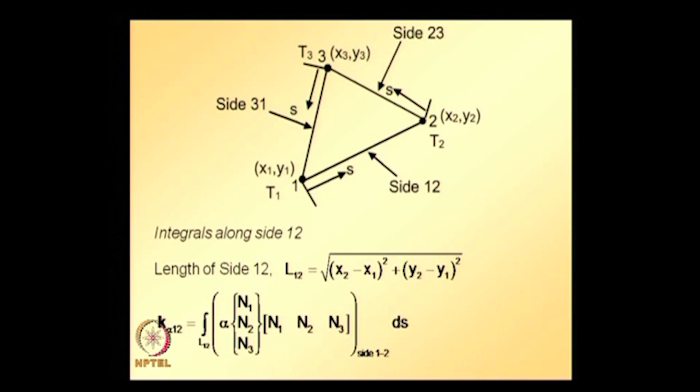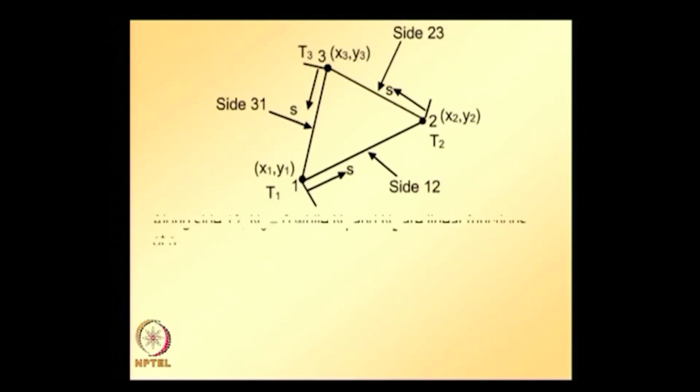So, we can adopt numerical integration scheme, because we cannot use the formula that we have seen earlier, because that is only applicable for integration over triangular region, that is for area integral. So, now along side 1 2 shape function of node 3 is going to be 0, while N1 and N2 are linear functions of s. How to get the shape functions of N1 N2 along side 1 2?